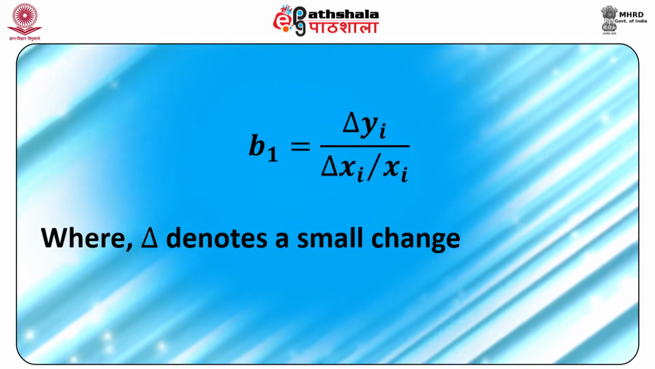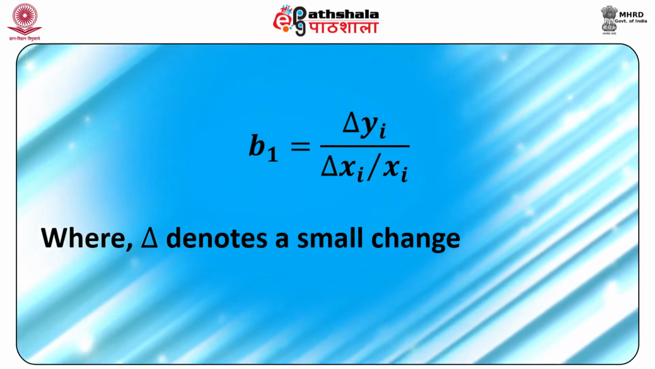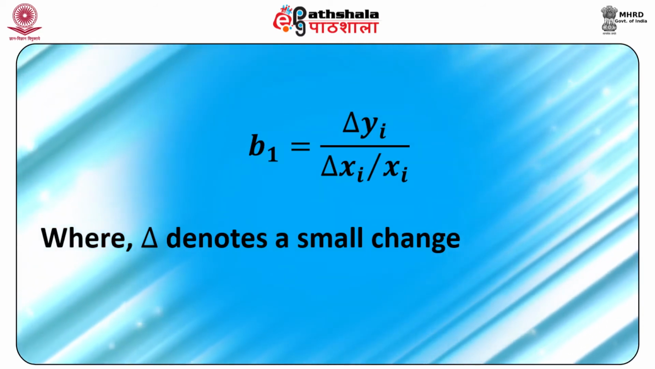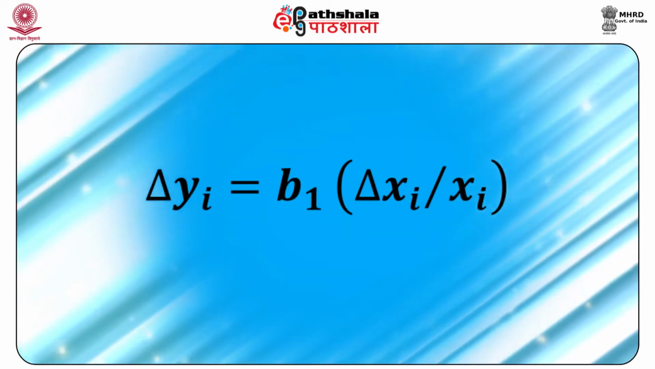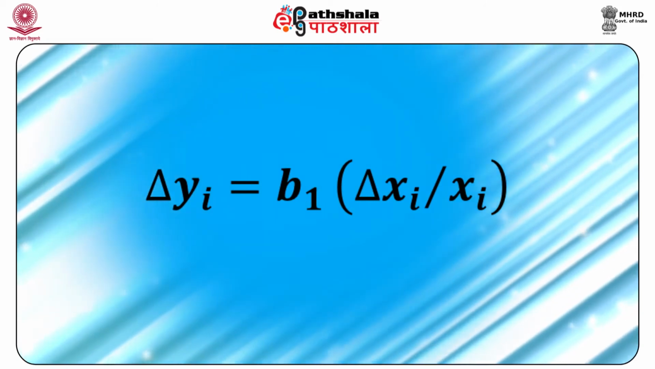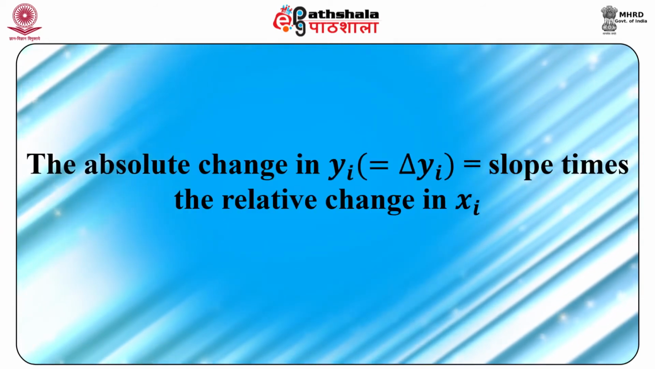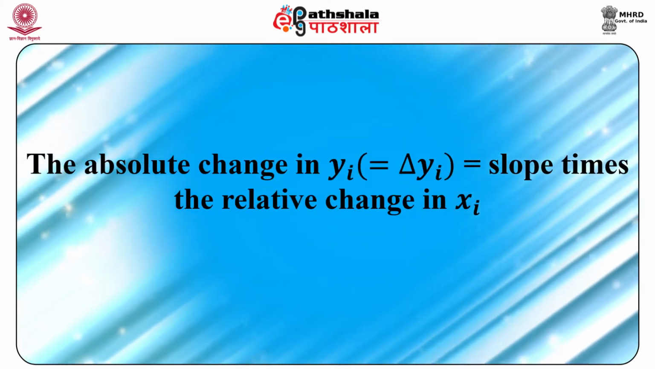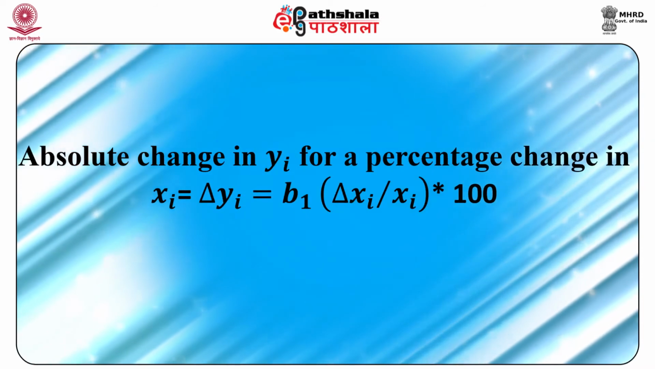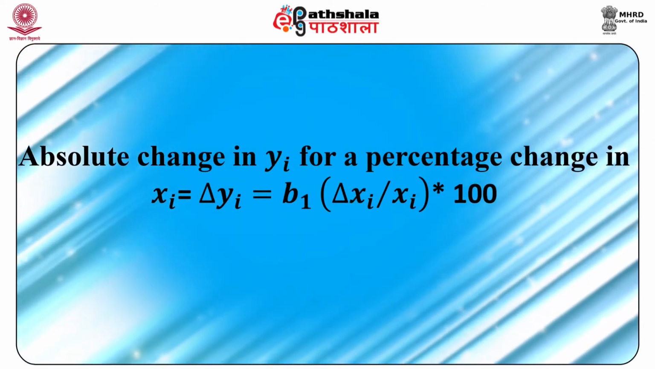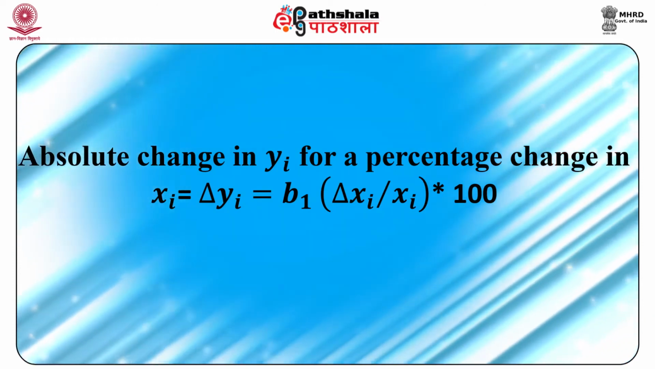Symbolically, the slope coefficient can be represented as b1 = Δyi / (Δxi / xi), where delta denotes a small change. Alternatively, the above equation can be written as Δyi = b1 (Δxi / xi). This equation states that the absolute change in yi, which is Δyi, is equal to the slope times the relative change in xi. So if we multiply the latter by 100, then the equation gives the absolute change in yi for a percentage change in xi.